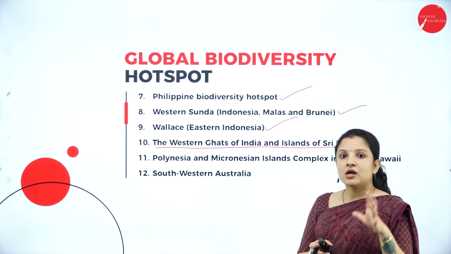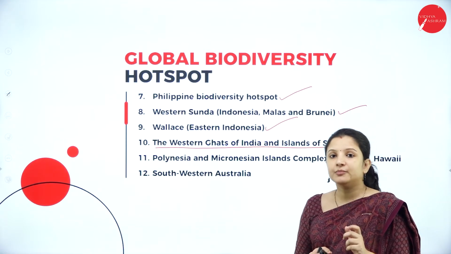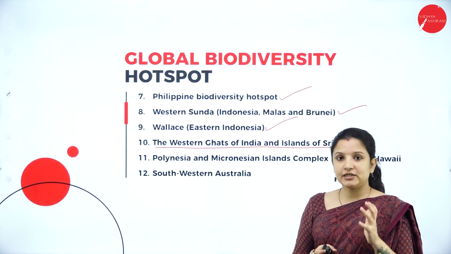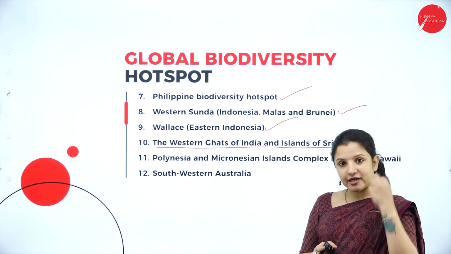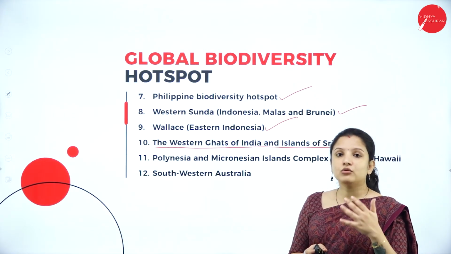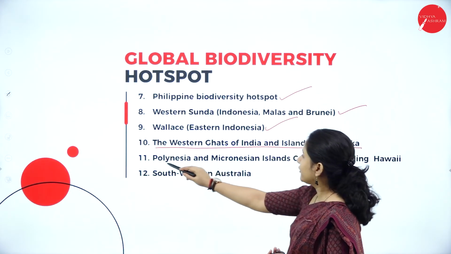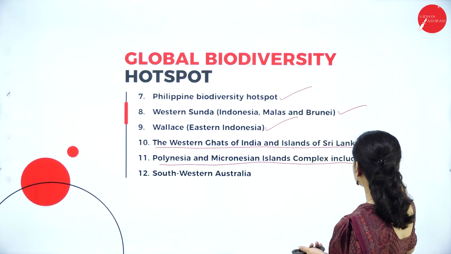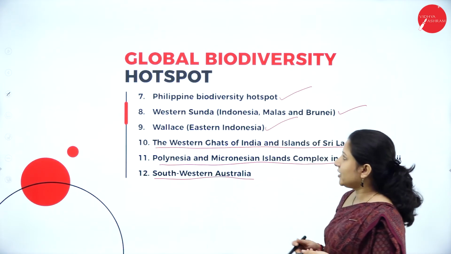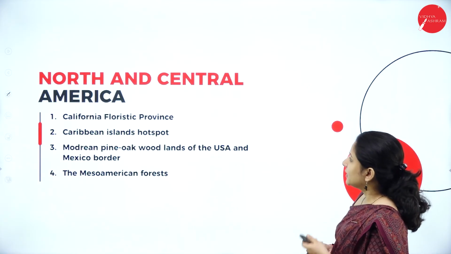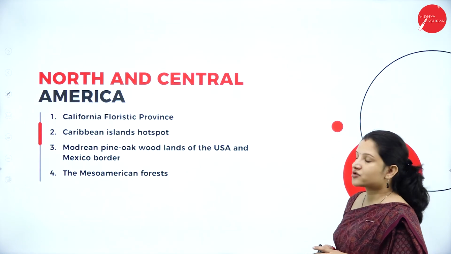They are one of the highly biodiverse hotspots because the Western Ghats harbors thousands, or lakhs together, of varieties of plant species and animal species which are yet to be discovered, and they are found nowhere else in the world. Then we have Polynesia and Micronesian islands complex including the Hawaii Islands, then the Southwestern Australia biodiversity hotspot. Next, talking about the biodiversity hotspots in North and Central America.